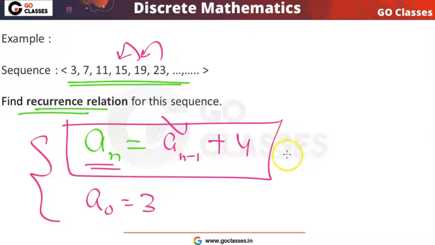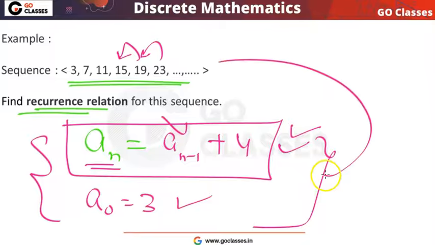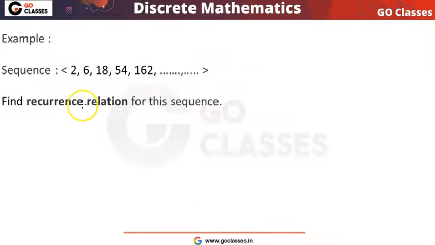You can notice this equation, this recurrence relation with the initial condition, these two will give me a unique sequence. These two together, the recurrence relation and the initial condition, will give me this sequence. Let's see this example. Find the recurrence relation for this sequence 2, 6, 18, 54, 162 and so on.